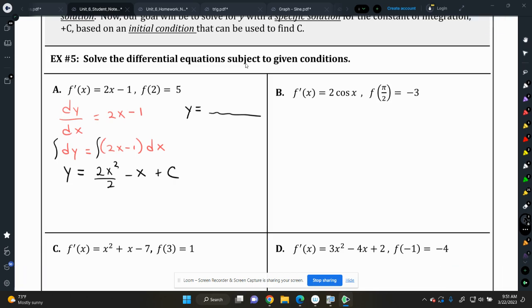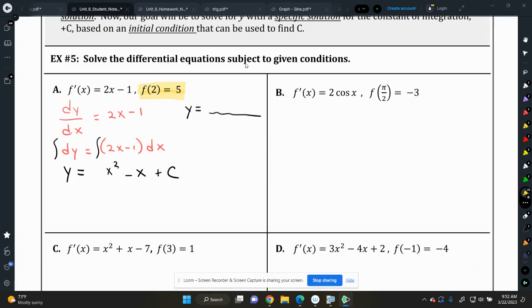Everybody with me? Okay, so obviously these 2's are going to cancel. So it's just x squared minus x plus c. Okay. In order to solve it, I need to know the value of c. So I'm going to use this information to figure out the value of c.